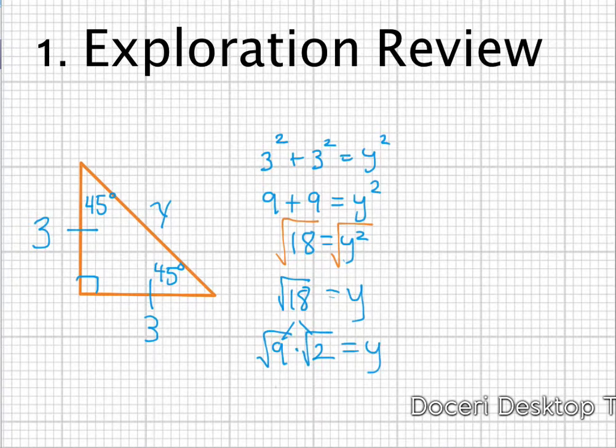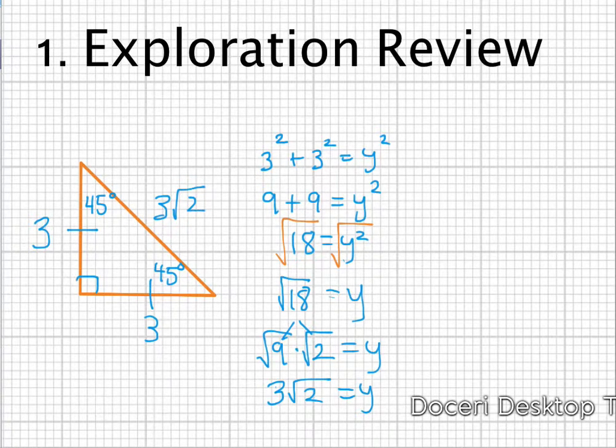What's the square root of 9? That's right, if you said 3. So this is going to give me 3 times the square root of 2. Can I take the square root of 2 perfectly? No. So I'm just going to leave it as the square root of 2. So you get y is the same as 3 square roots of 2. So I'm going to replace that.